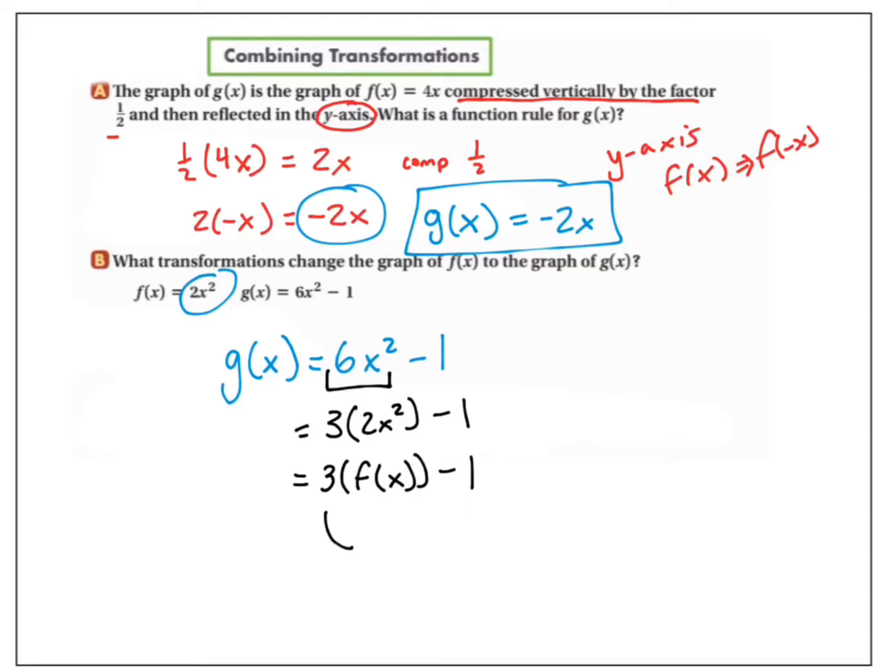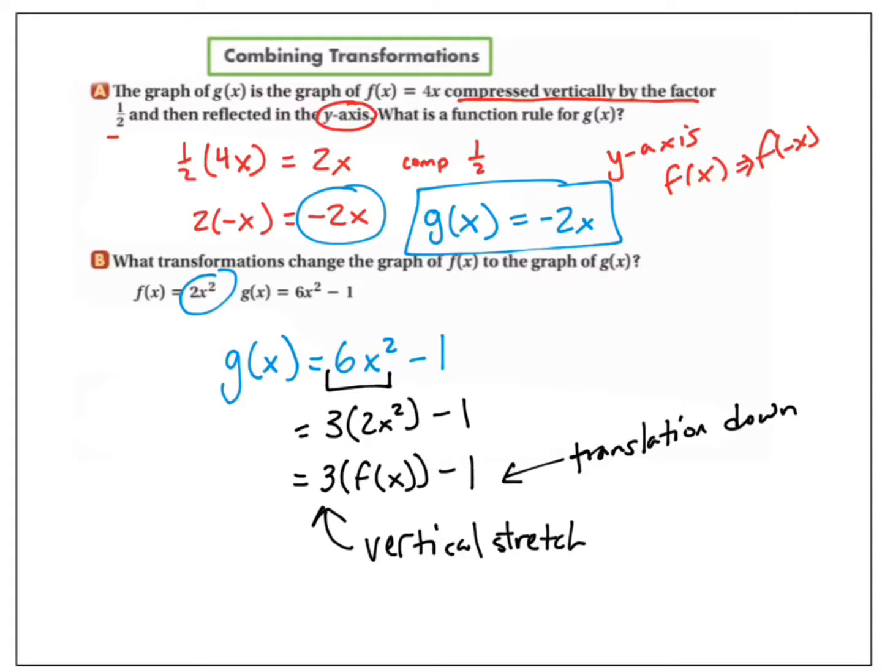It says what transformations change the graph. So one, we know we have a vertical stretch, and then the other being a translation down. So the two changes would be a vertical stretch by 3 and a translation down by 1.